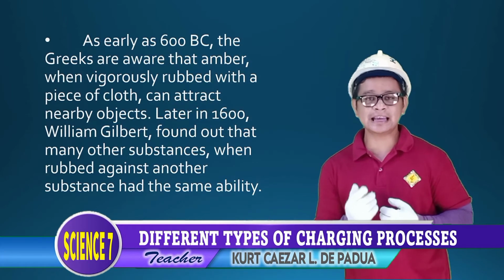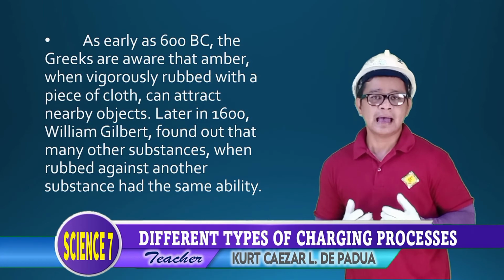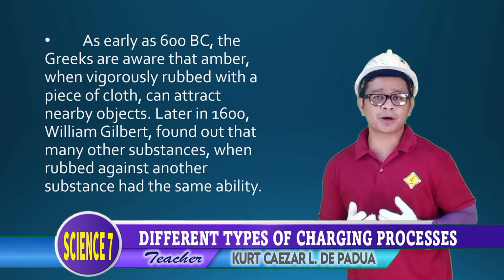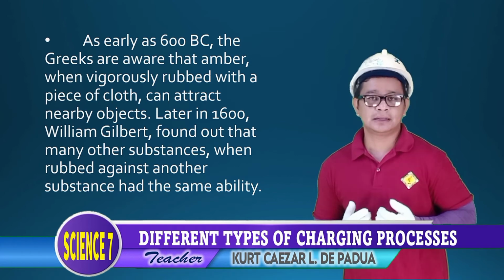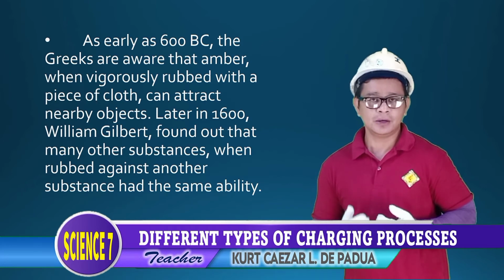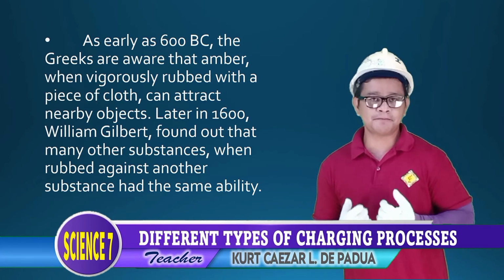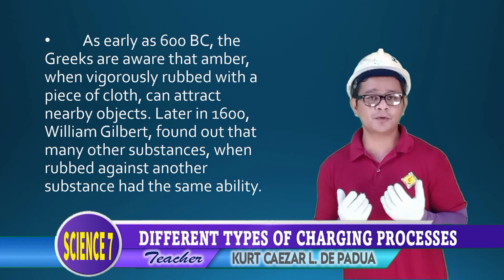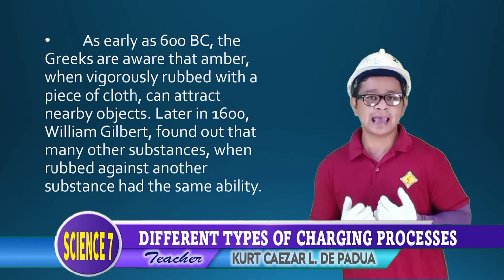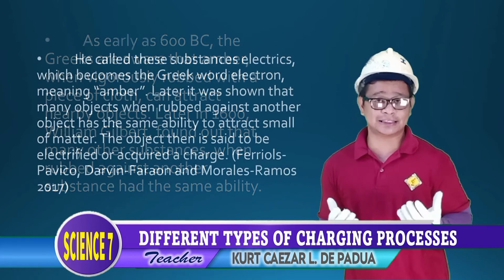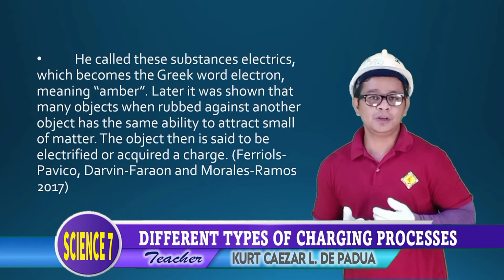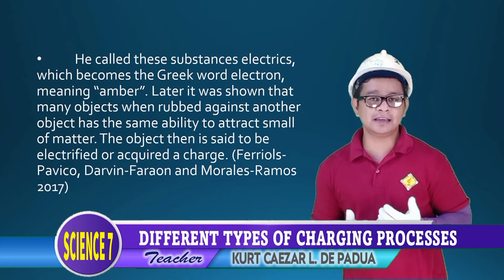Now, let's discuss electric charges. As early as 600 BC, the Greeks were aware that amber, when vigorously rubbed with a piece of cloth, can attract nearby objects. Later, in 1600, William Gilbert found out that many other substances, when rubbed against other substances, had the same ability. He called these substances electrics, which becomes the Greek word electron, meaning amber.